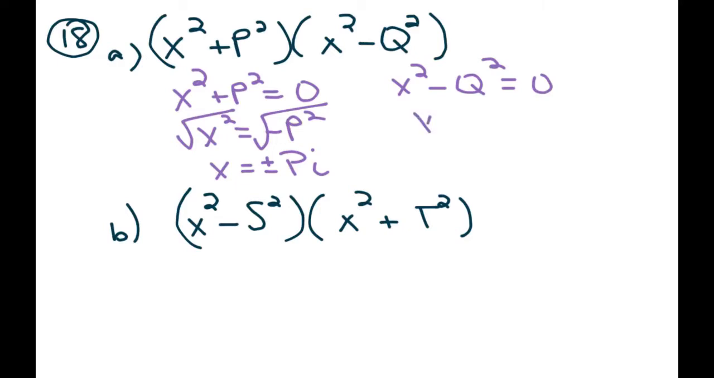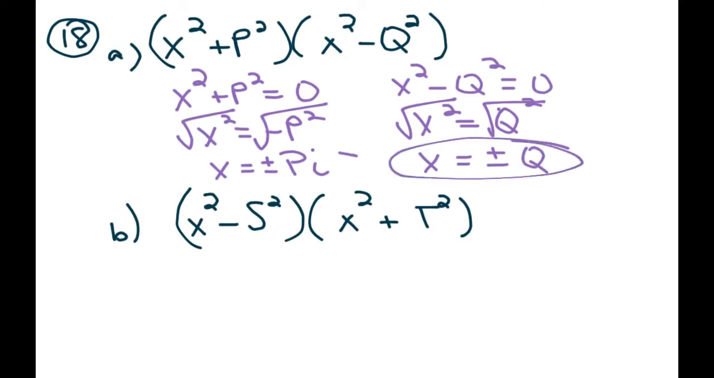For the second one, notice that when you move q squared, it's not negative. If it's not negative, when you square root it, is it going to have an i? And the answer is no. It's just going to be plus or minus q.